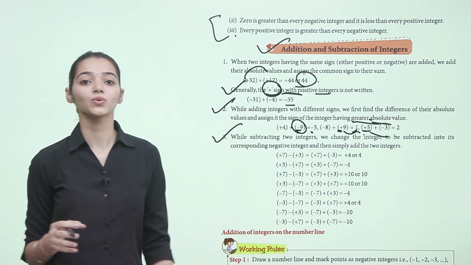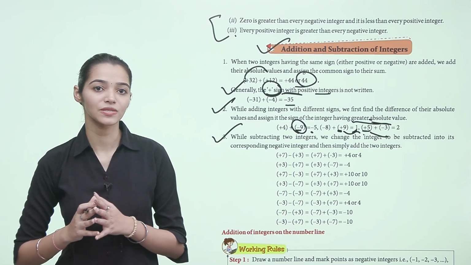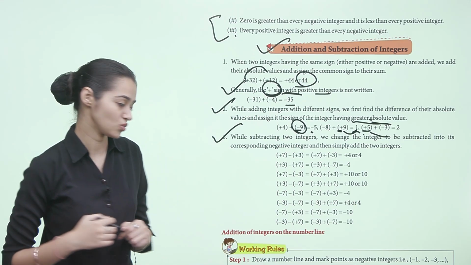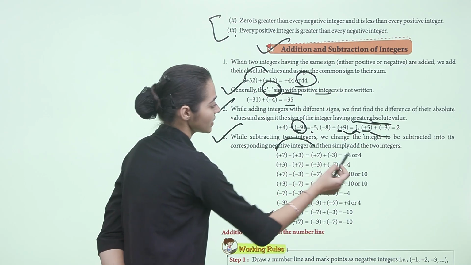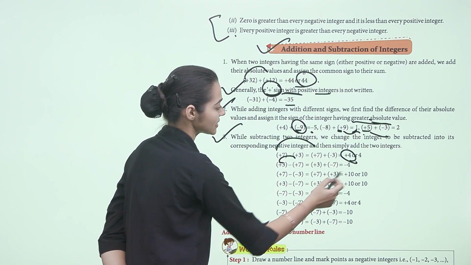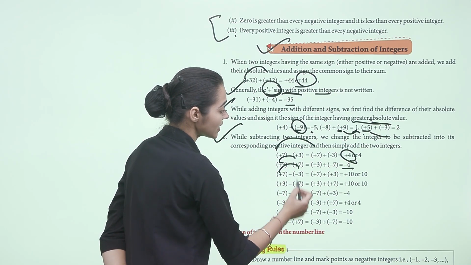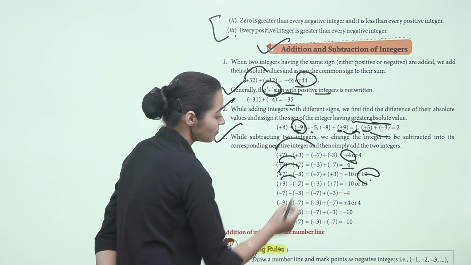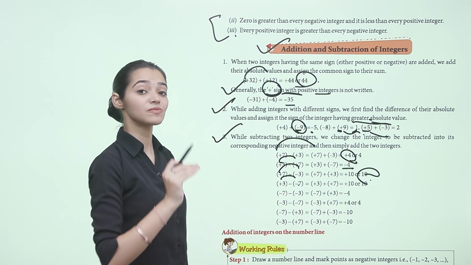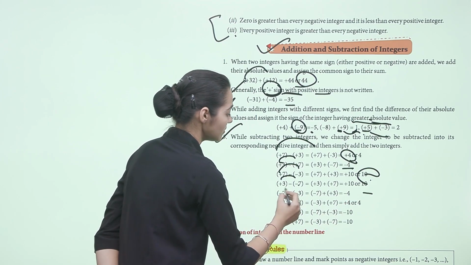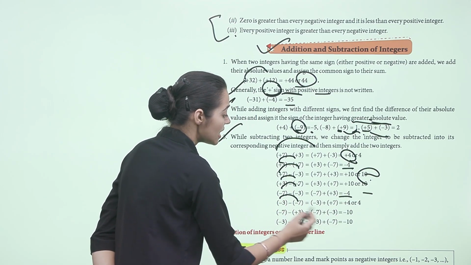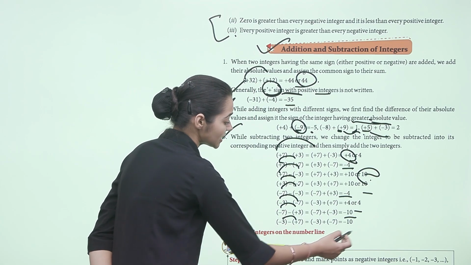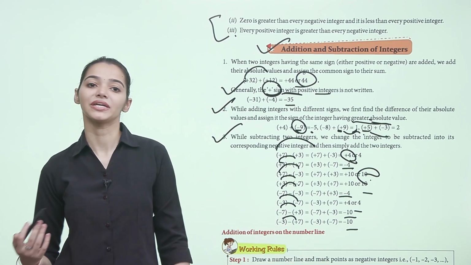Now while subtracting two integers, we change the integer to be subtracted into its corresponding negative integer and then simplify. Now here when we simplify, it becomes +4. 3 minus 7 is -4. 7 minus -3 means +3, that is 10. 3 minus -7, minus becomes plus, again 10. -7 plus 3 is -4. -3 plus 7 is 4. -7 minus 3 is -10. -3 minus 7 is also -10.